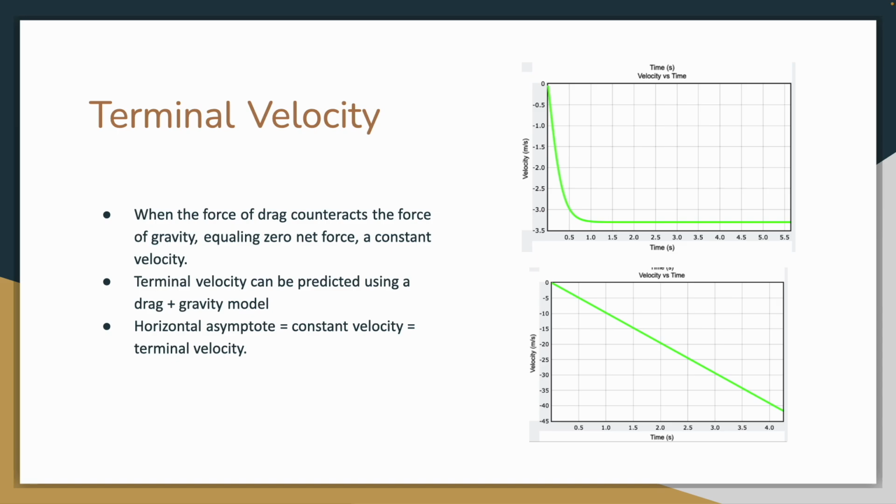As you can see in my top right hand corner, this is my computational model with drag and gravity. As you can see, it quickly approaches a horizontal asymptote, which means a constant velocity, which in turn means terminal velocity. In the bottom right hand corner is the velocity versus time for my gravity only model. As you can see, it's linear and does not approach a horizontal asymptote, so that means it does not reach terminal velocity in this model.